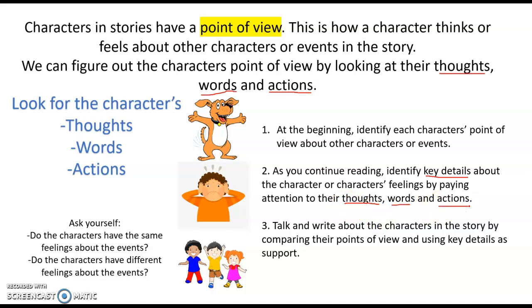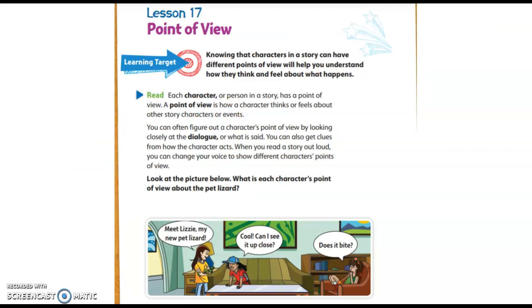So once we've identified their point of view, we really need to be able to support it with key details. And those key details are found in the thoughts, words, and actions of the characters. And then, of course, we'll talk and write about the characters in the story by comparing their points of view and using key details to support our writing or our speaking. So knowing that characters in a story can have different points of view will help you understand how they think and feel about what happens. So again, how they think and feel.